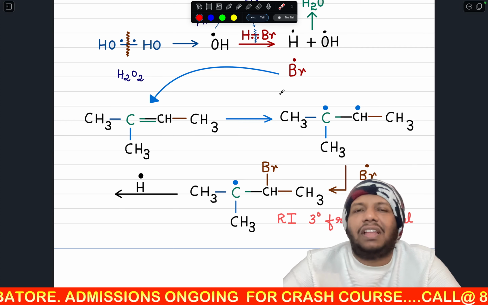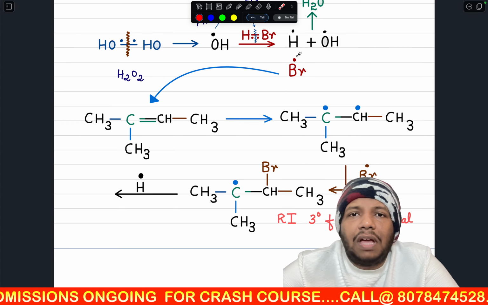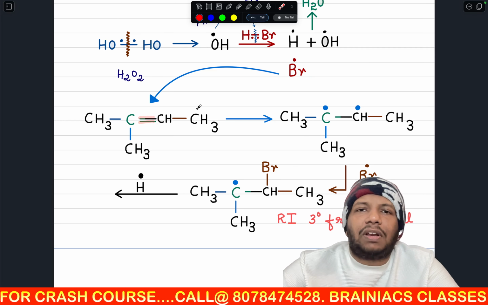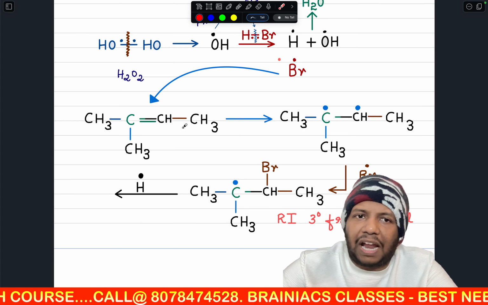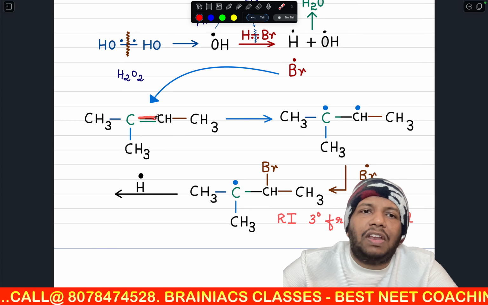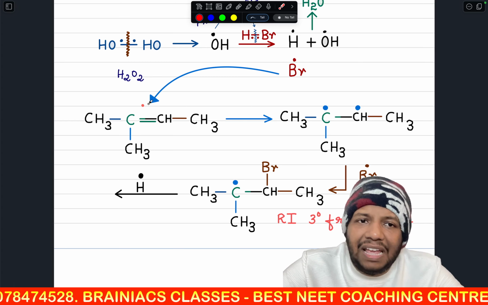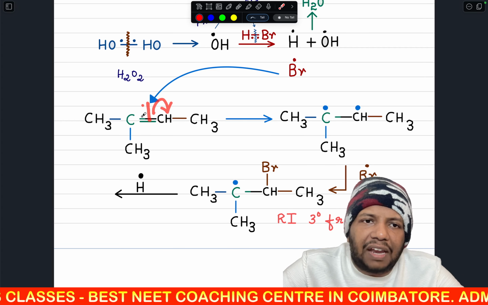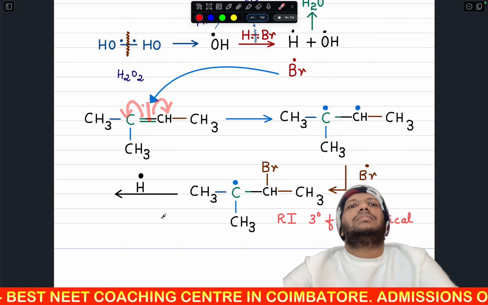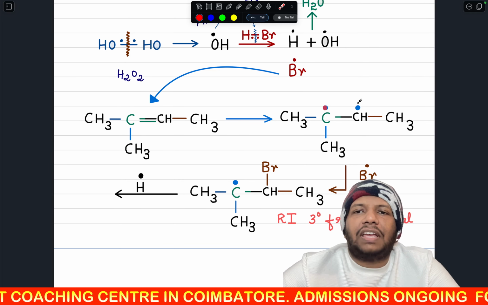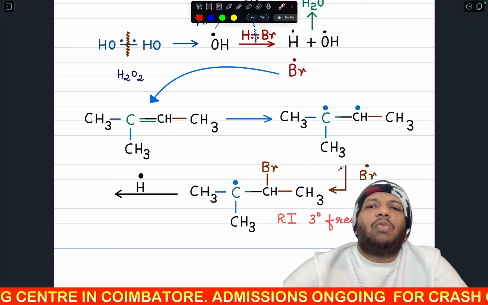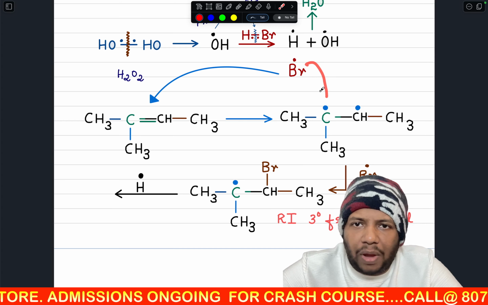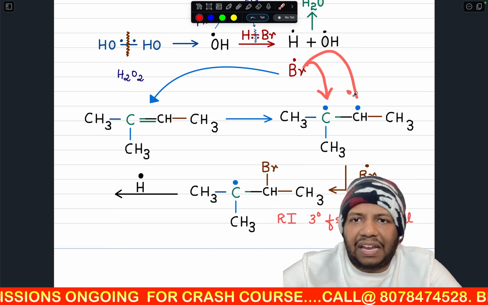Free radicals are highly reactive in nature. So this Br dot again will approach this pi bond. I have already told, in the presence of a free radical, even the pi bond will not undergo polarization. Rather, it will undergo homolysis. That means one electron will go here and the other electron will go here. So you will get two electrons like this. Okay. Then what will happen? This Br dot has an option either to go and attack here or it can go and attack here.